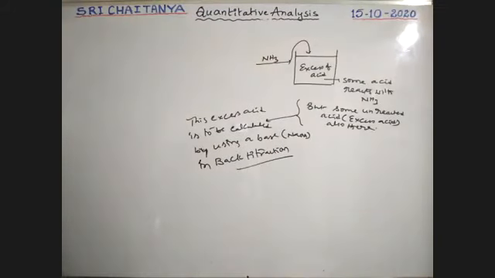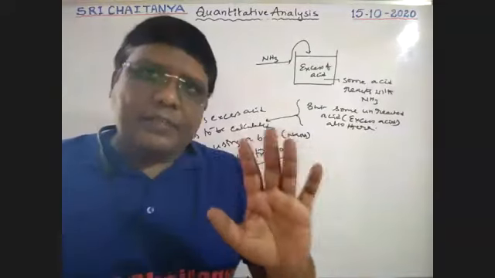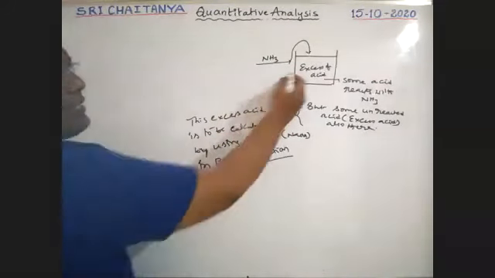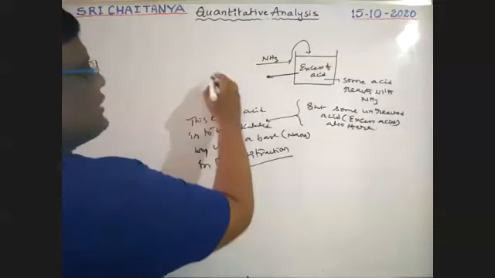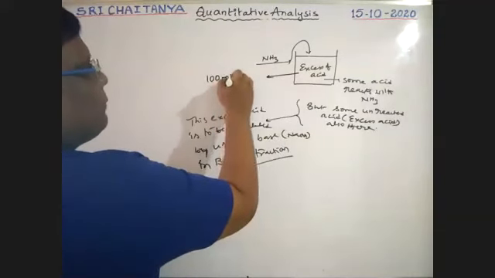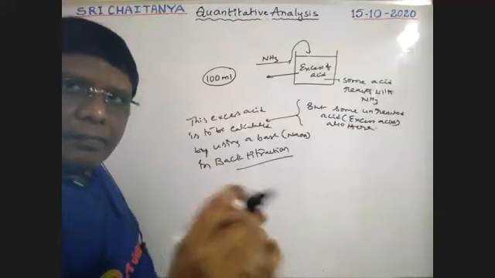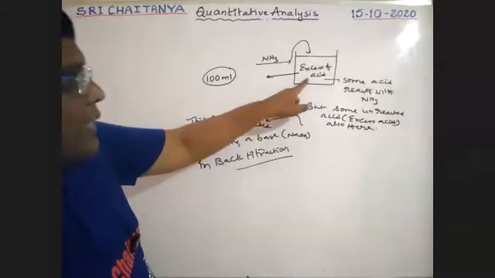So by using base in back titration. Okay, so that means, please wait. Please find out this excess acid is 100 ml. Please try to understand, this excess acid is 100 ml.